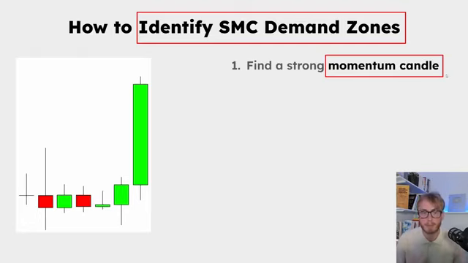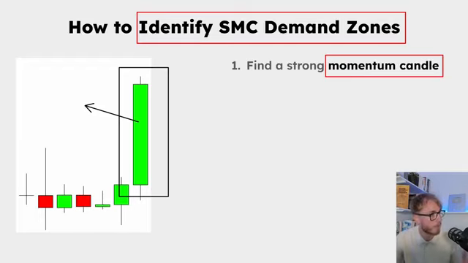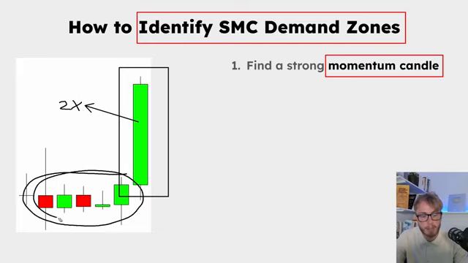And what is a momentum candle? Well, in simple terms, a momentum candle is a candlestick with a strong and sharp price movement. As an example, this candle right here is a momentum candle. To make this simple, what I'm looking out for when I'm looking out for momentum candles is that I want this candle to be at least twice the size compared to the real bodies of the previous candles.